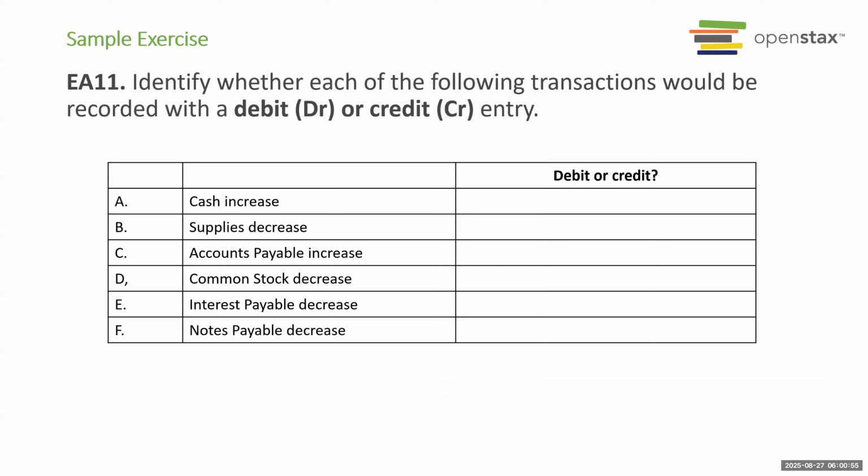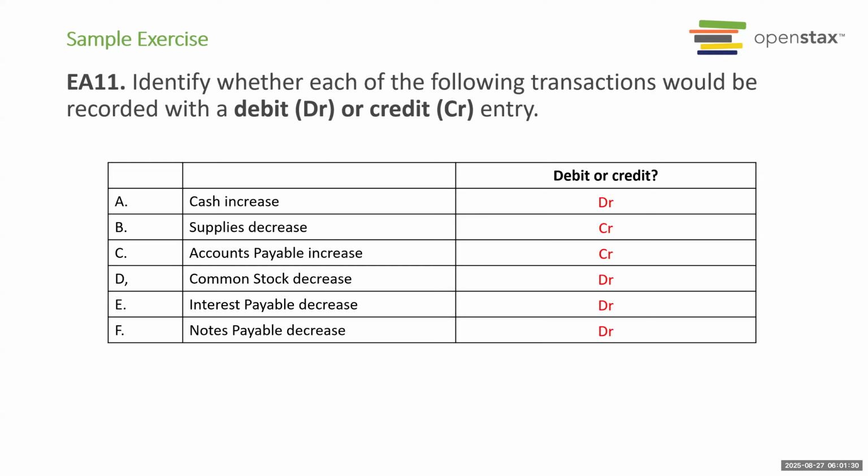So, in question EA11, let's identify whether these are naturally debit or credit entries. A cash increase is a debit, because cash is an asset. A supplies decrease is a credit, because supplies is an asset, and to lower it, it's a credit. Accounts payable increase. Accounts payable is a liability, a normal credit balance. To increase it, you credit it.